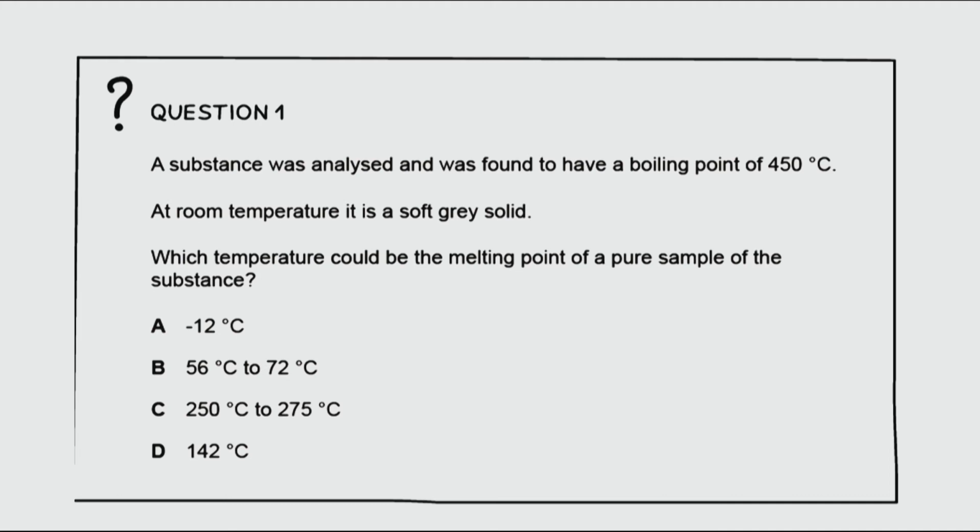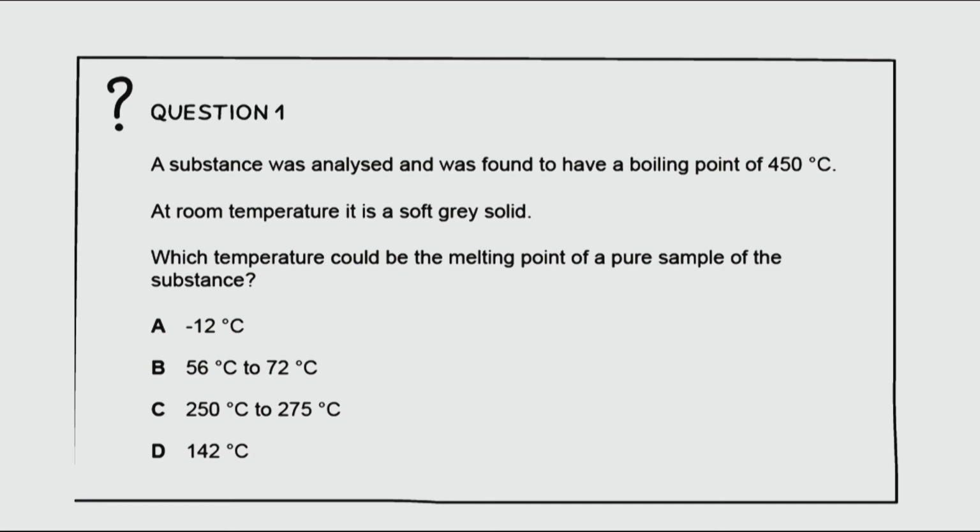Please note that it says it is a pure substance. So answer A is negative 12. Negative 12 is below 20 degrees Celsius. So if the sample actually melted at negative 12 degrees Celsius, then at 20 degrees Celsius, the sample would not have been a solid. So answer A is incorrect.